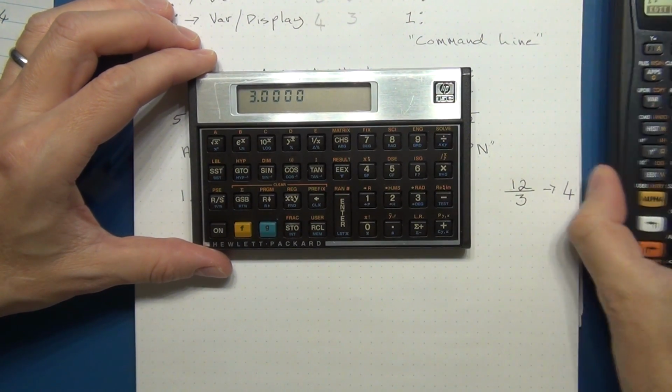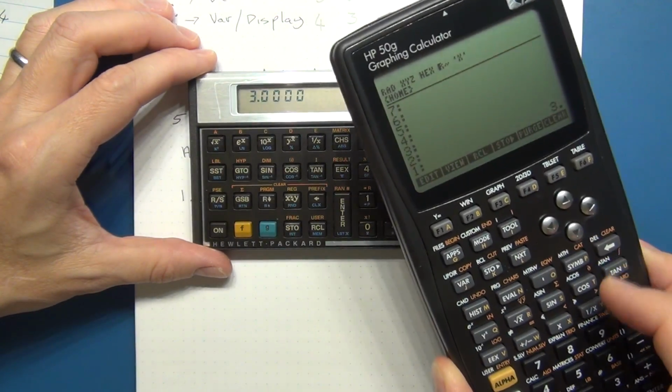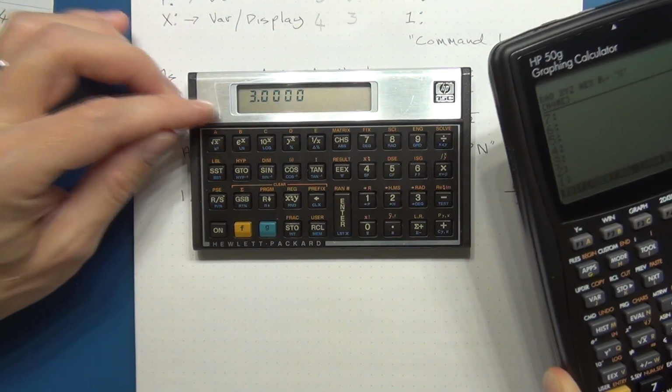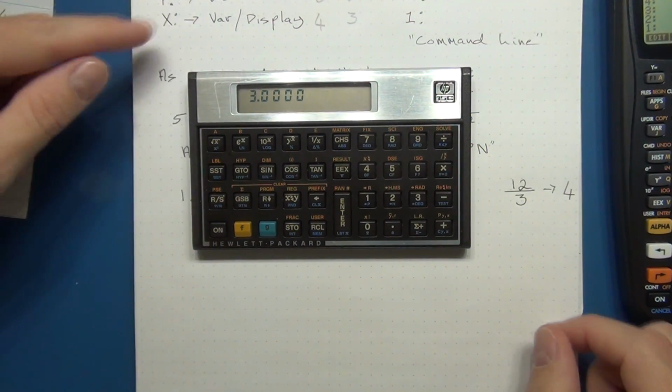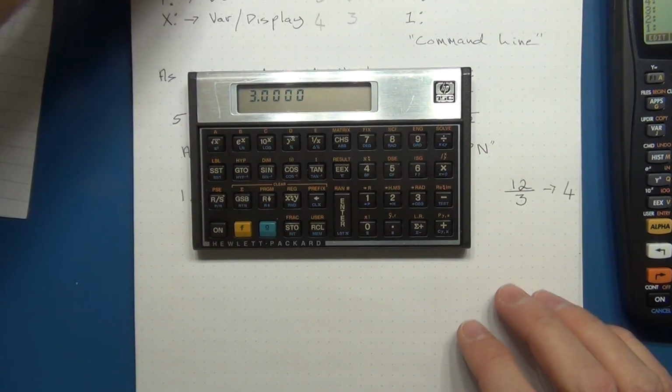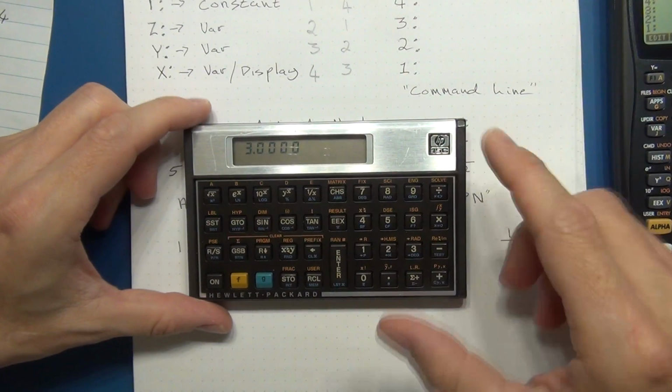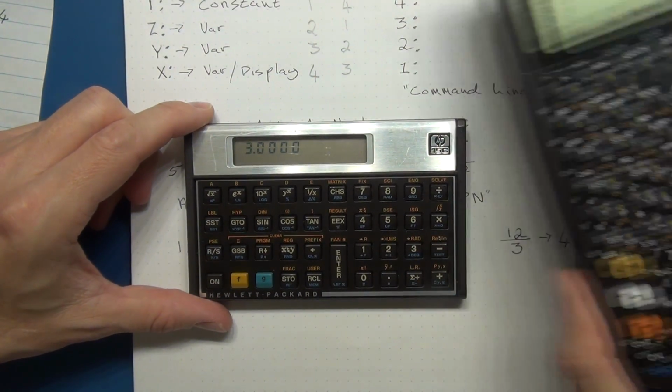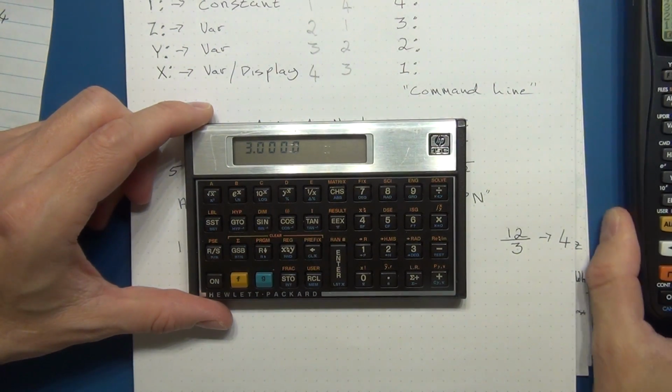So very similar to what you can do on the 50G, where you don't have to enter to reduce the number of keystrokes. That's what you do, and that's why it's important to understand the automatic loading of the stack on the 15C, because those keystrokes, as I say, are different between the two machines.